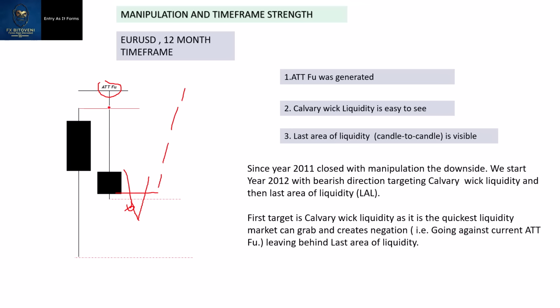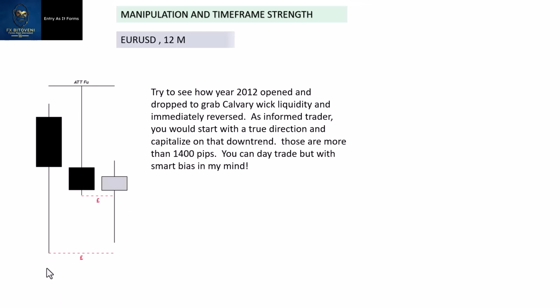Okay. Remember, you go candle to candle, right? Let's see what is going on. Have you seen? Try to see when year 2012 opened, it traded higher, then it went down. Look, this drop was to clean out this Calvary weak liquidity. Instead of grabbing the last area of liquidity, the market rejected, manipulating to the upside. Manipulating to the upside. Have you seen?